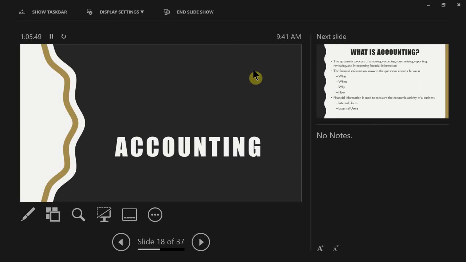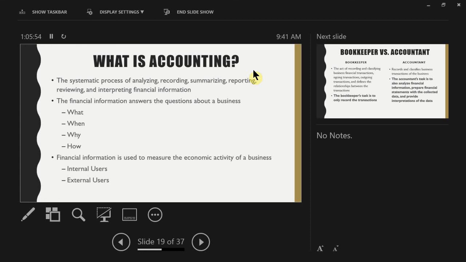Now, the next part is going to be accounting. Well, what is accounting? It's pretty straightforward. It's the systematic process of analyzing, recording, reviewing, and interpreting financial information. In another sense, the way to look at this is you're taking financial information and answering these questions: what happened, when did it happen, why did it happen, and how did it happen.